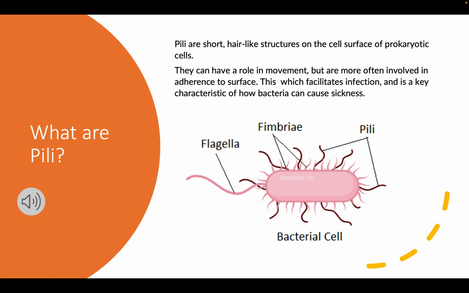Pili are short, hair-like structures on the cell surface of prokaryotic cells. They can have a role in movement, but are often involved in adherence to surfaces. This is what facilitates infection and is a key characteristic of how bacteria can cause sicknesses, illnesses, or even disease. They are utilized by both bacterial cells and even viral cells.